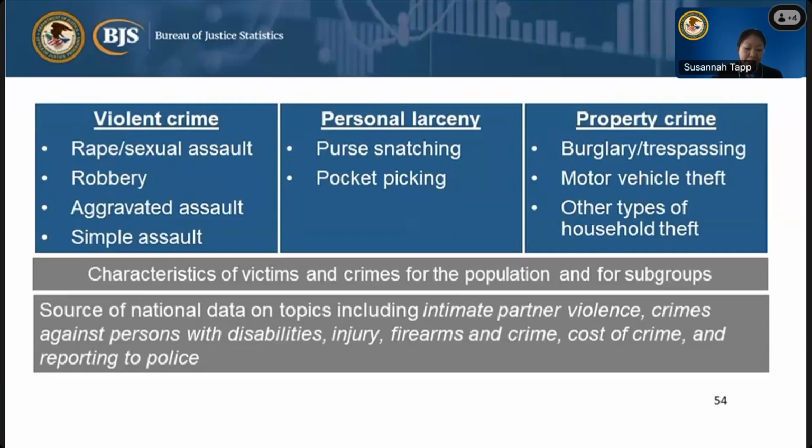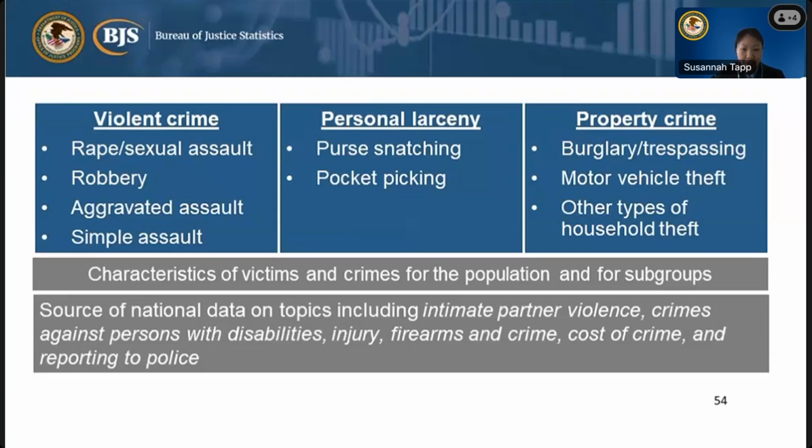The NCVS collects data on violent crimes, including rape and sexual assault, robbery, aggravated assault, and simple assault. So in the NCVS, we do consider robbery a person crime and a violent crime. Property crime is household level crime, and information is collected from the household representative who answers questions about property crime for that whole household.